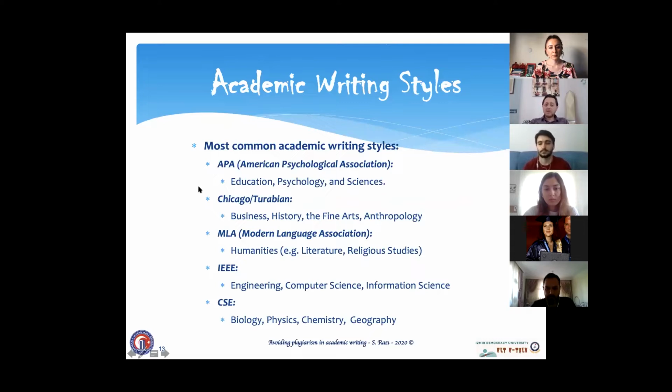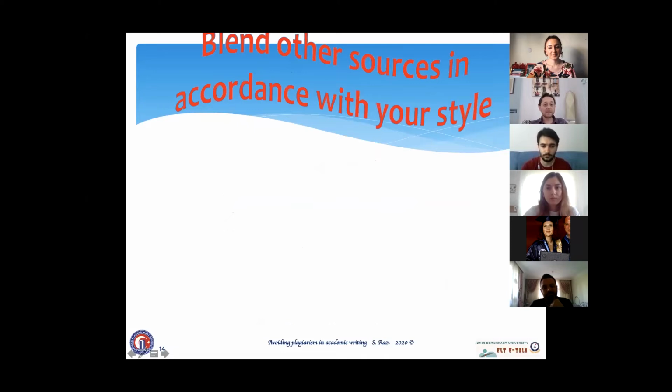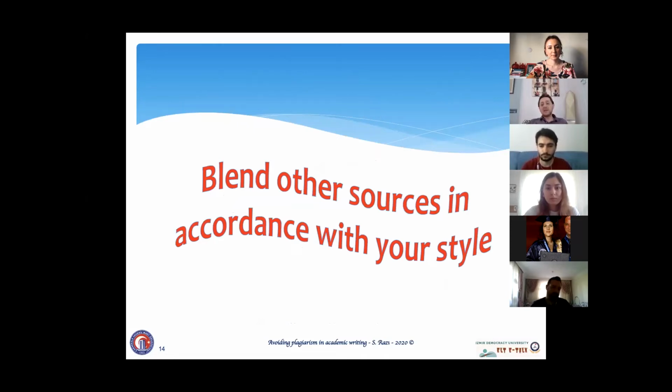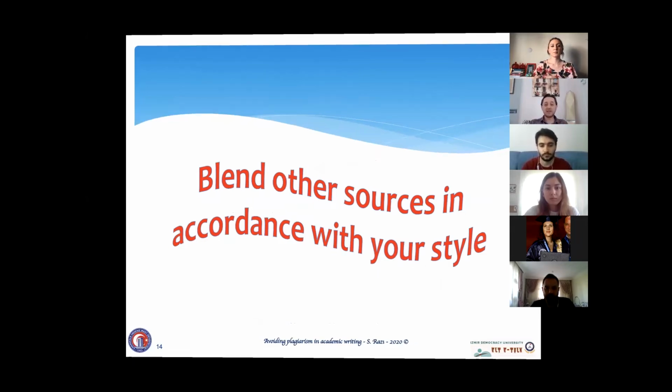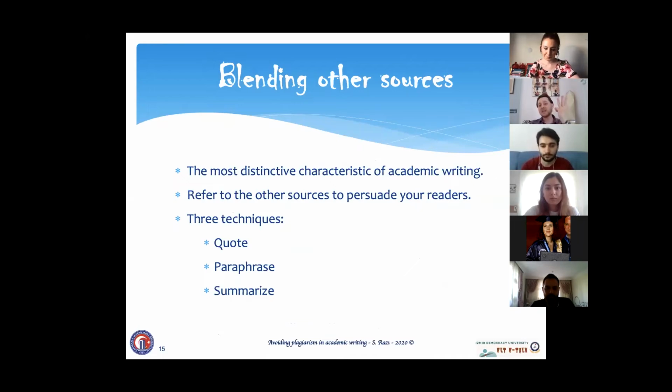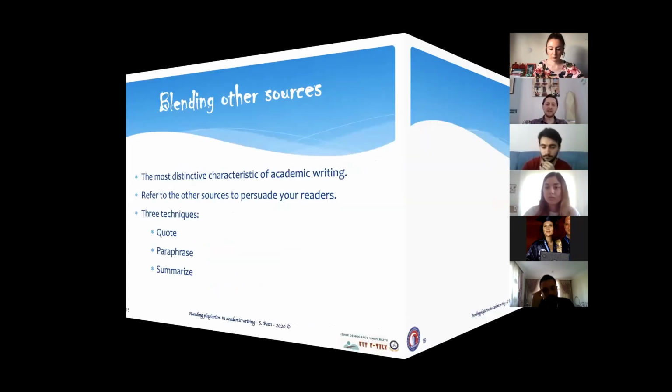Okay, if you're from another field, maybe you need to consult your lecturer in order to ensure which style you are using in your field, or you can refer to the instructions here that I provide. As I said previously, blending other sources is the most essential characteristic of academic writing. How do we do this? We have 3 techniques. We have already seen the example of quotations. Now we will see some more examples related to quotations, and then also I'm going to show you some other examples regarding the other 2 techniques, paraphrasing and summarizing.